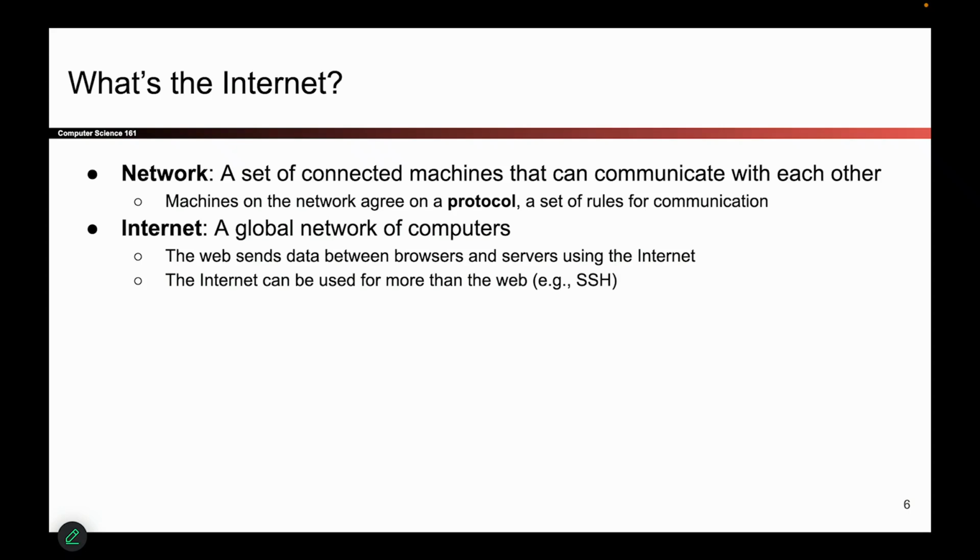So even though web is probably the most common way people use the internet, you can use it to send and exchange any data that you want. It doesn't have to just be HTTP web pages. So that's what the internet is. It's how the computers are connected and not necessarily what you're doing with that connection.